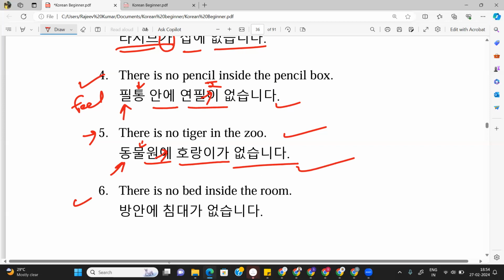Yes. There is no bed inside the room. Bang. Bangane. Chim dega. Chim dega. Opsamnida.